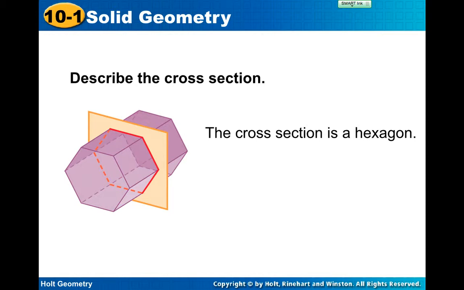On some of the problems on your homework, you'll have to describe how you would intersect it, or how you would make the cross section in order to get a certain shape. So you might use some terminology like intersect parallel to the base or perpendicular to the base. You might say add a diagonal or add a slant to the base.